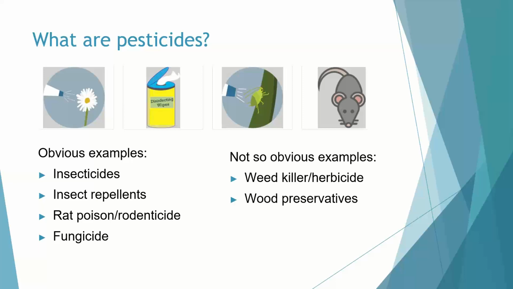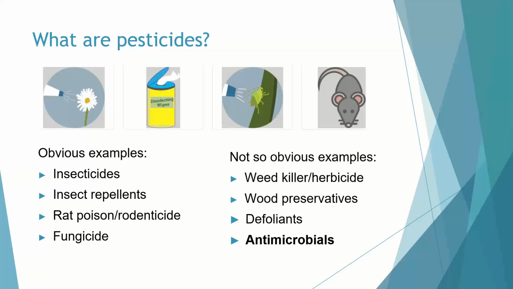So the not so obvious examples, herbicides. There's a lot of people out there that don't think of a weed killer as an herbicide and really view it in a different category, and they might view the risk of it differently as a result. Other things include wood preservatives, which we can be exposed to by drilling or sanding or sawing or burning treated wood.